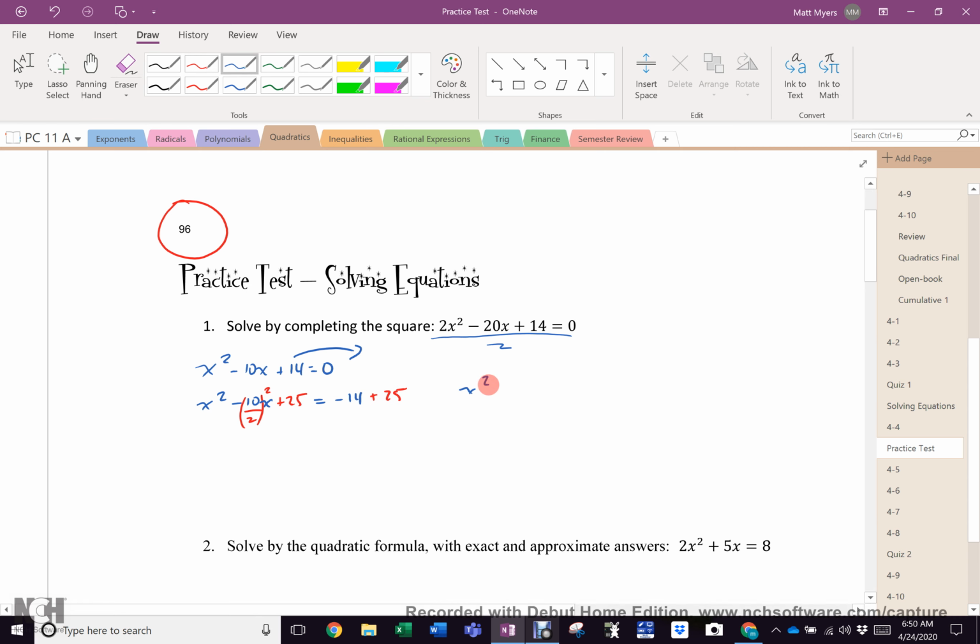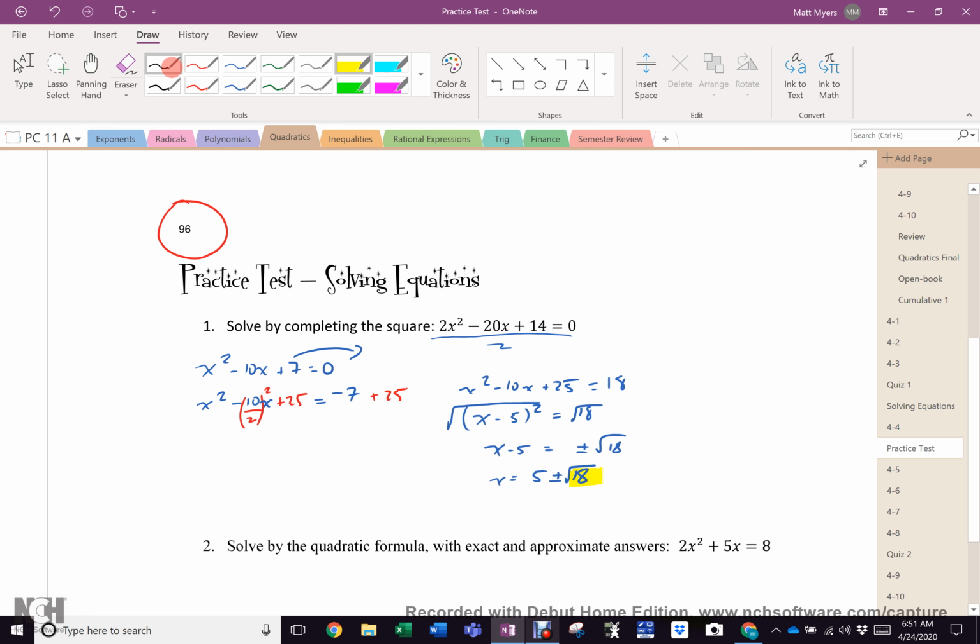Now, of course, you could be done there, but that simplifies because that is 9 times 2. So the best answer is 5 plus or minus 3 root 2. That is the best answer.